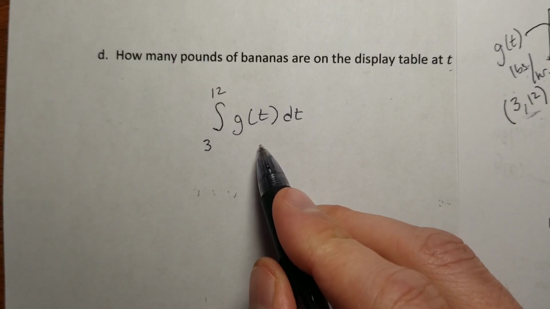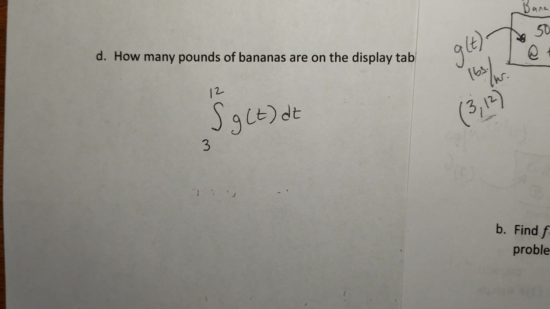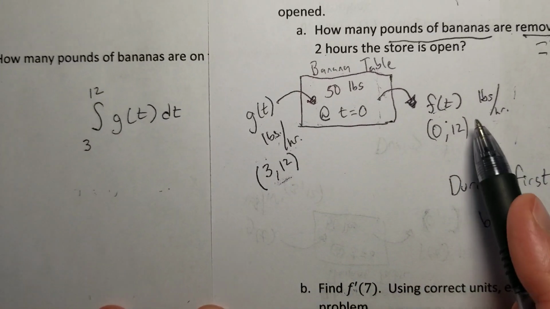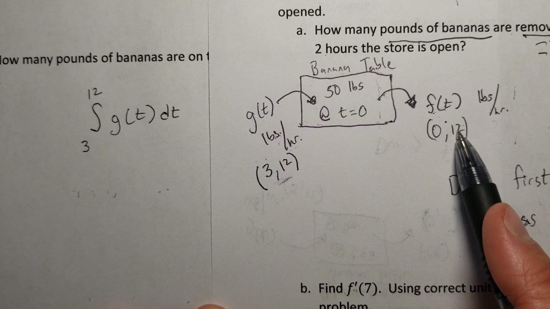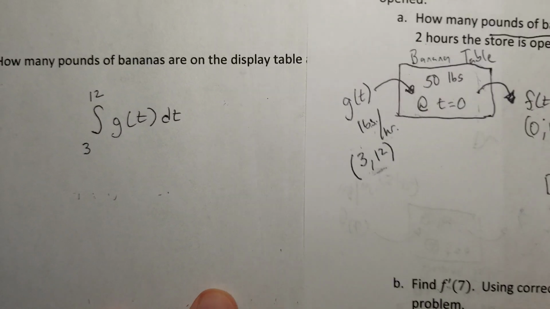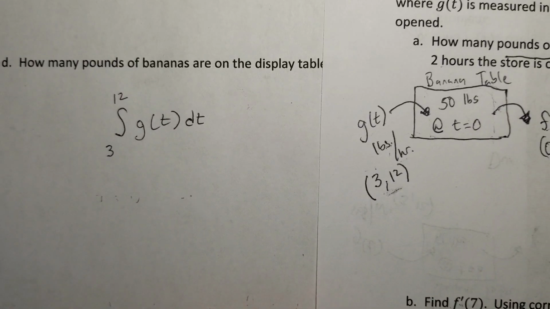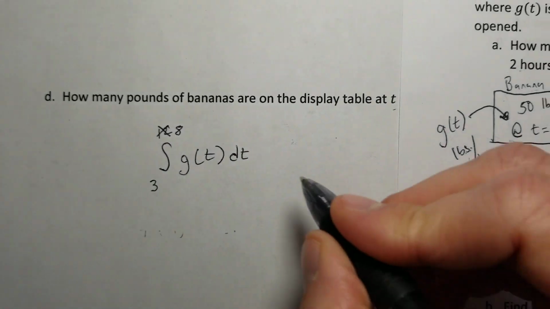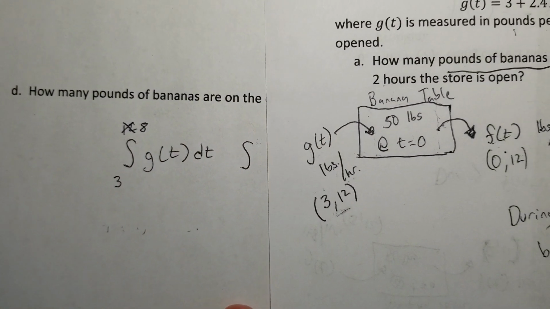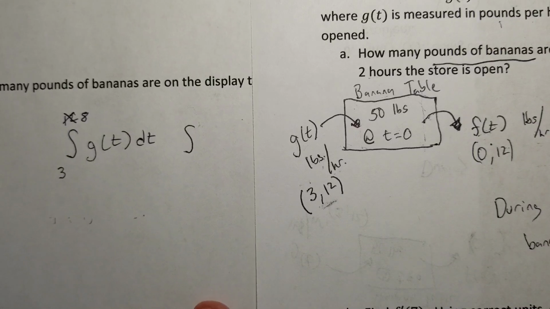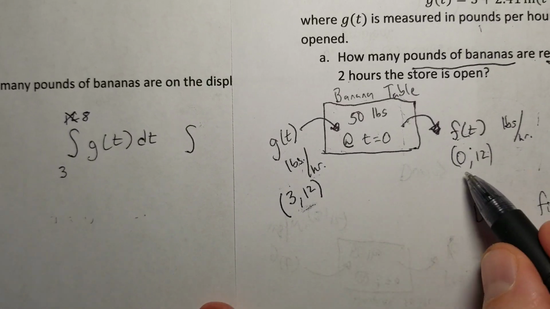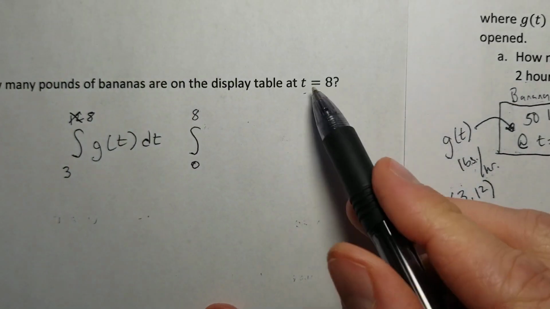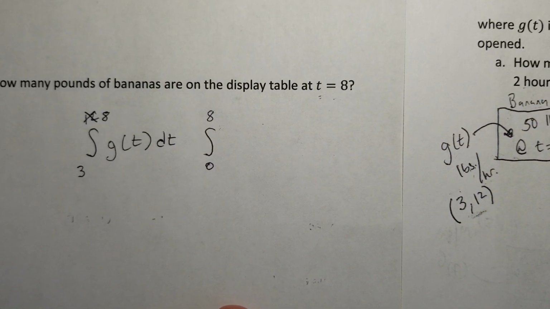And these are accumulating bananas. Now, we also have customers coming in, right? They are taking our bananas off the display table over the time from 0 to, I guess we're only going to 8 here. So we're not going all the way to 12. I'm sorry, I'm going to call that 8, from 3 to 8. Now, we also have to take into account, let's go back to f, taking bananas off. That happens starting when the store opens at 0, and it will continue to happen all the way till t equals 8.